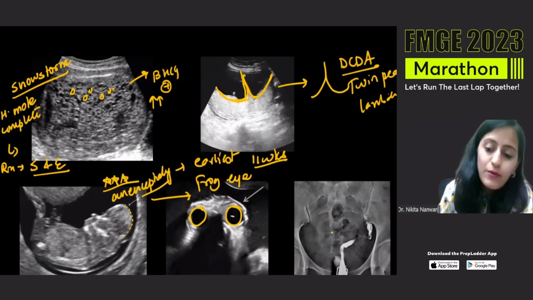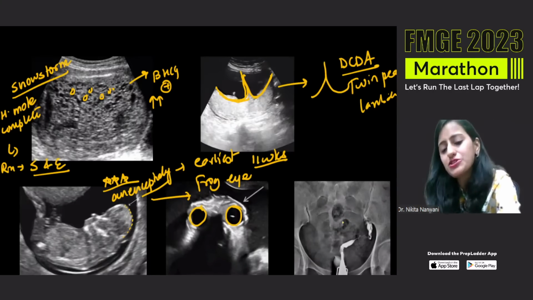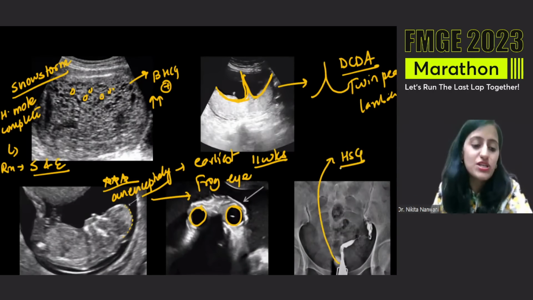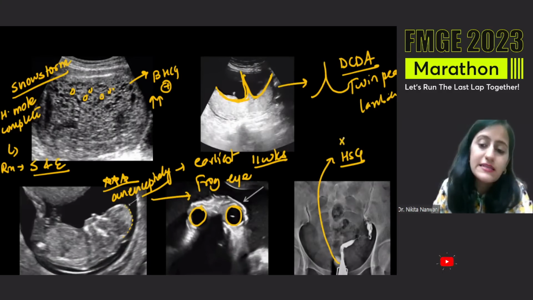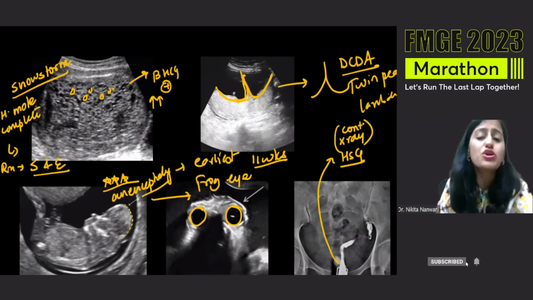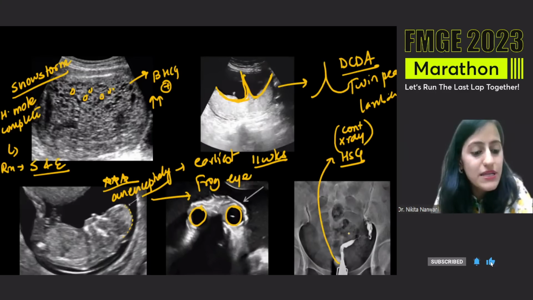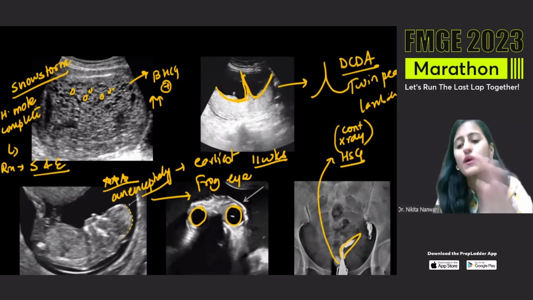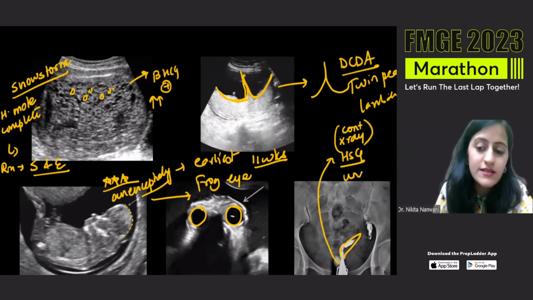And what is the next image showing, the last image? First, identify the investigation. It is HSG, hysterosalpingogram. It's basically a contrast X-ray. We don't use saline here. It is the iodinated contrast. And what are we seeing? That the uterus is deviated to one side. There is just one horn.